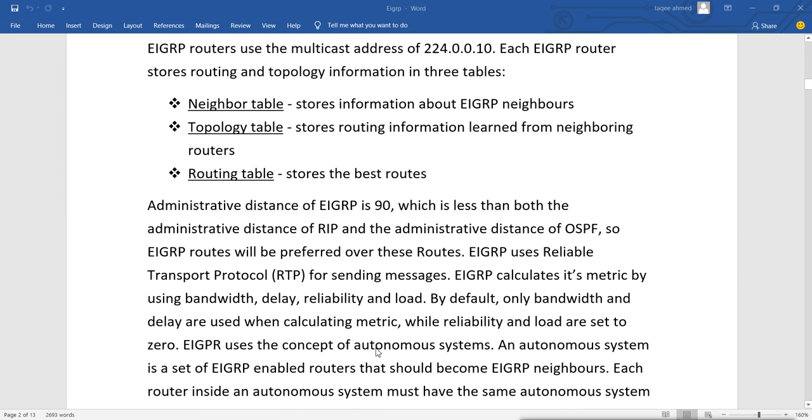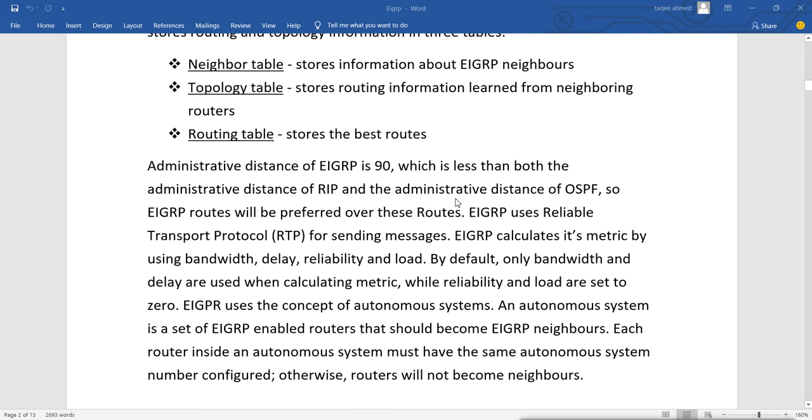Now the administrative distance of EIGRP is 90, which is less than both the administrative distance of RIP and of OSPF. So EIGRP routes will be preferred over these routes, and EIGRP uses a reliable transport protocol for sending messages. EIGRP calculates its metric by using bandwidth, delay, reliability and load. So these are the metrics of this EIGRP protocol: bandwidth, delay, reliability and load, and also MTU.